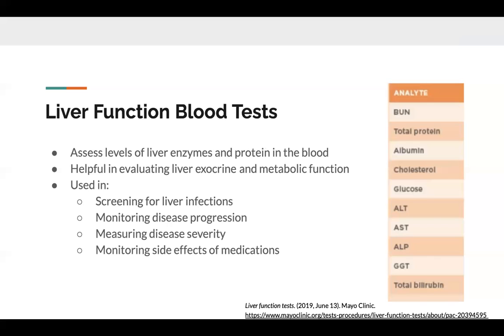The total protein, albumin, cholesterol, and glucose levels are important to monitor to make sure that the liver is secreting these materials into the blood so they can be used around the body. Finally, bilirubin is produced during the breakdown of red blood cells. Low levels of bilirubin may indicate that the liver cannot properly break down organic waste from the body.